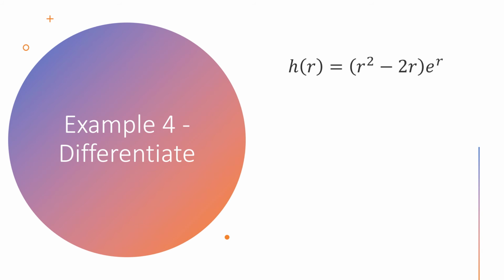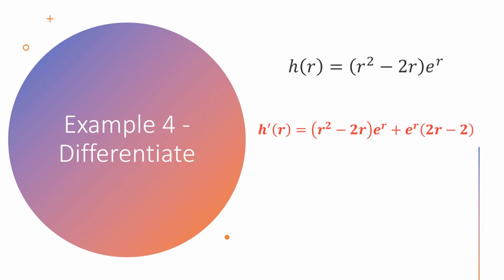All right, so the next example, they're asking us to find the derivative of h of r equals r squared minus 2r times e to the r. We have two things being multiplied here, so that means we have to do the product rule. So I'm going to do first times the derivative of the second plus second times the derivative of the first. All right, once I have that written out, you can either factor out the e to the r here, or you can distribute in your e to the r.